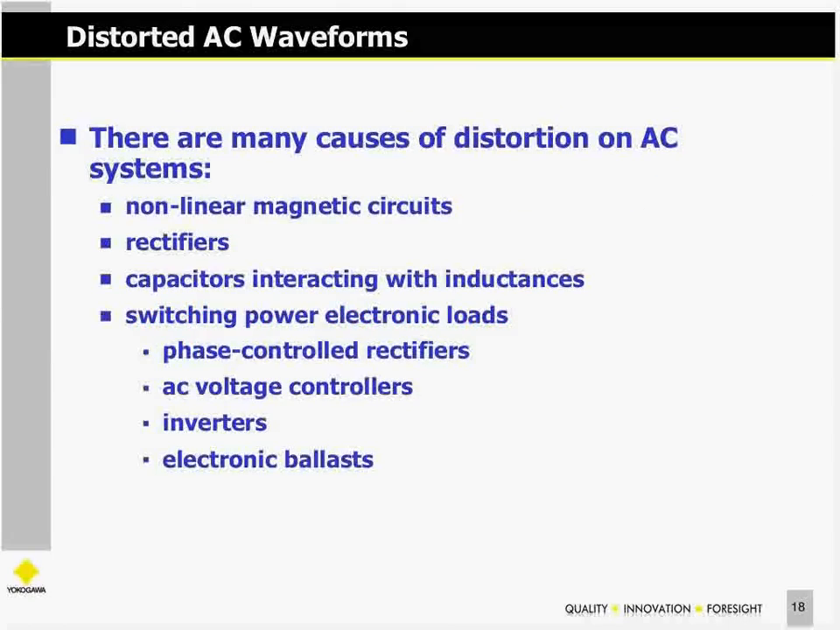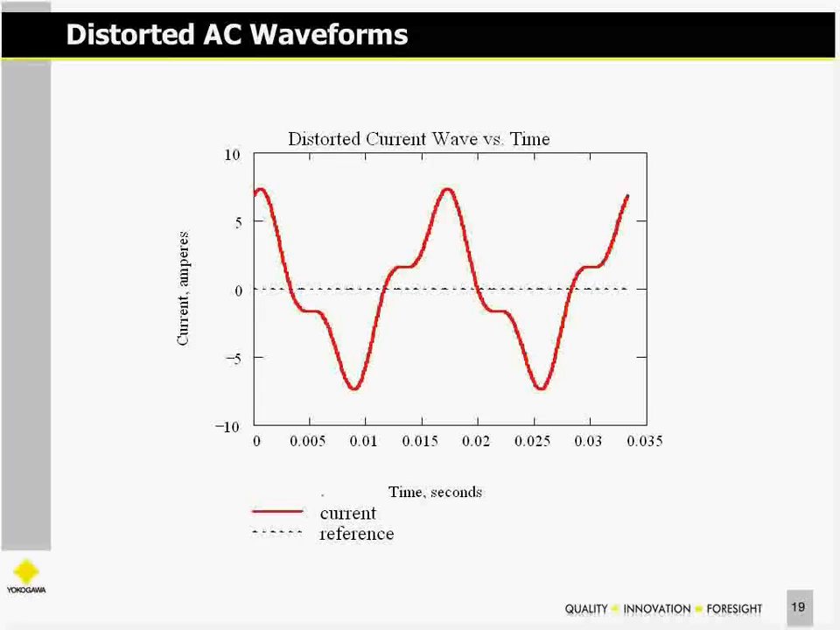There's many causes for distortion on the AC line. You know, with all the power electronics that we're using today, it can be nonlinear magnetic circuits, rectifiers, you know, just capacitors interacting with inductors, switching power electronic, phase control rectifiers, AC voltage controllers, inverters, the electronic ballast, all these nice electronic devices that we're using can cause distortion on the AC line. This is what we're talking about, some non-sinusoidal waveform, but some kind of a distorted wave shape. All right, this is just an example of a current wave shape.